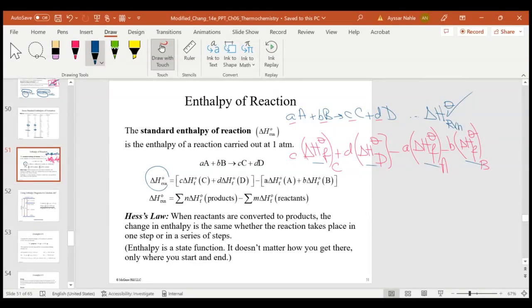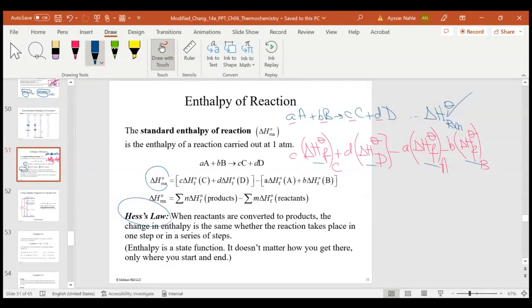Now, you can say delta H naught of the reaction will be equal to the sum of all the delta H naught formation of the products minus the sum of all the delta H naught formation of the reactants. Now you put it in there and you get it the correct way. There is a law in here which is called the Hess law. Hess is a scientist, and that's the Hess law.